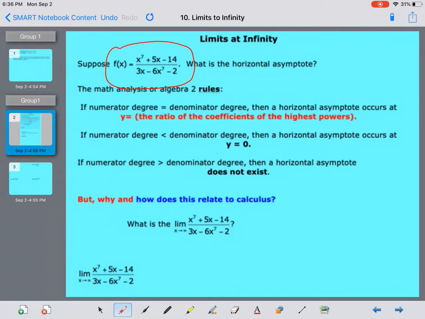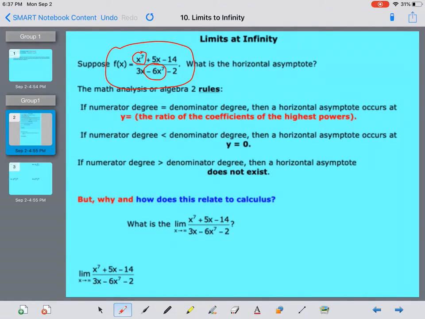They said to look at the term with the highest degree, so that would be our x to the 7th right here, and our negative 6x to the 7th right here. It says if the numerator degree is equal to the denominator, then the horizontal asymptote occurs where y is equal to the ratio of the coefficients of the highest power. In this case, our x to the 7th and our x to the 7th are the same degree, so we look at our leading coefficients.